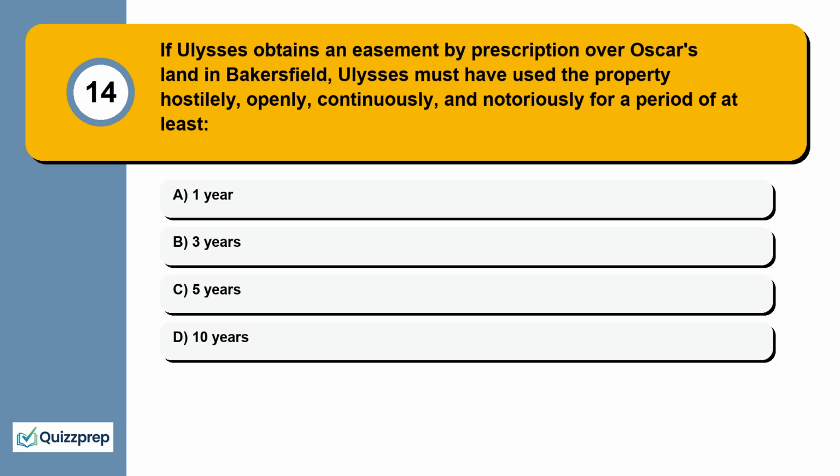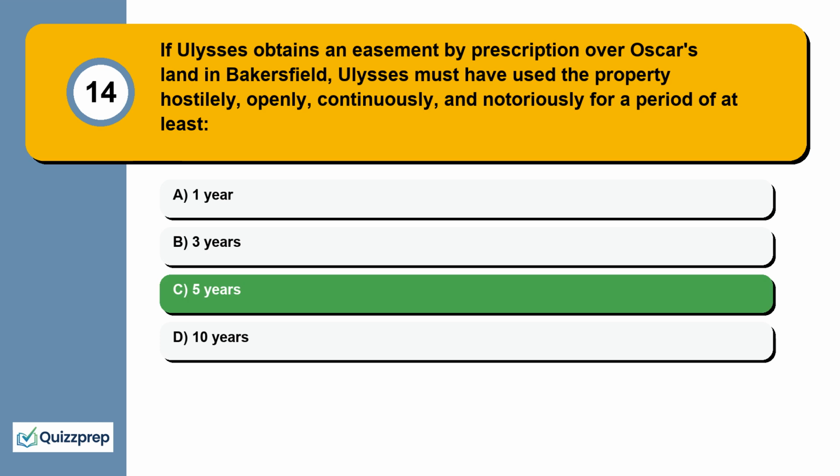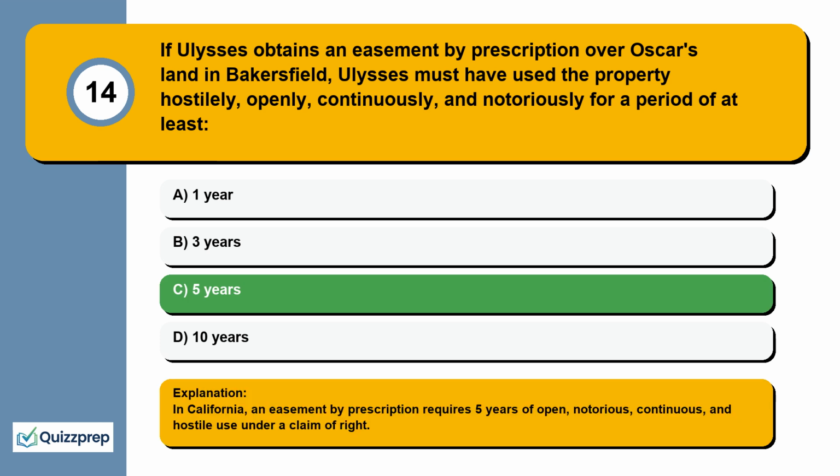Question 14. If Ulysses obtains an easement by prescription over Oscar's land in Bakersfield, Ulysses must have used the property hostilely, openly, continuously, and notoriously for a period of at least 1 year, 3 years, 5 years, 10 years. In California, an easement by prescription requires 5 years of open, notorious, continuous, and hostile use under a claim of right.